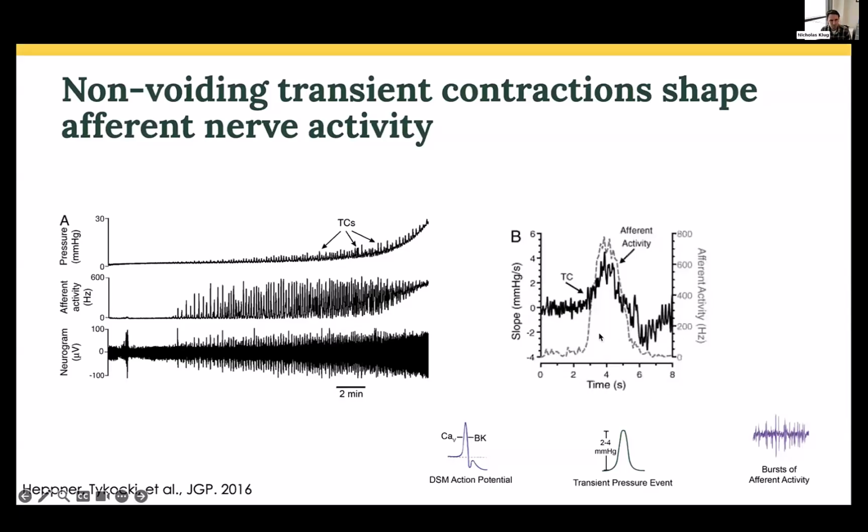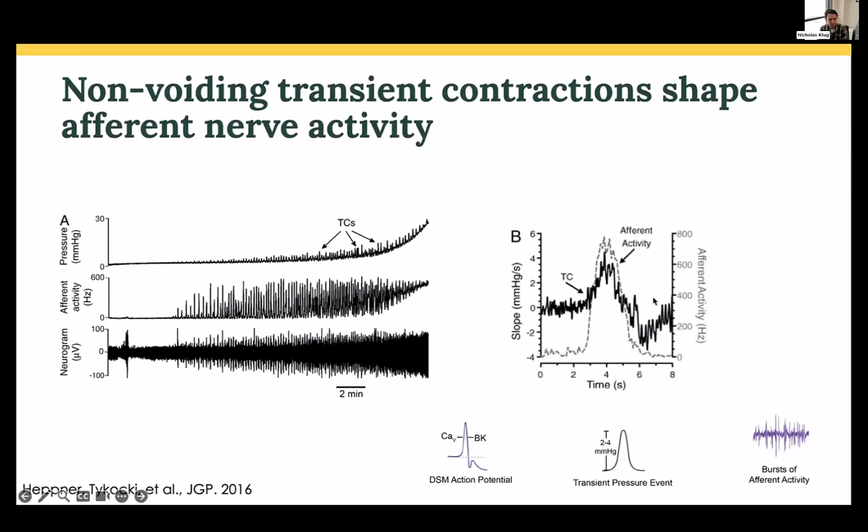And I think the key of this paper is they showed that the transient contractions are what's really driving these bursts in afferent nerve activity. So it's really smooth muscle cell activity. It's tied to these afferent nerve bursts, giving the brain information about how full the bladder may be.